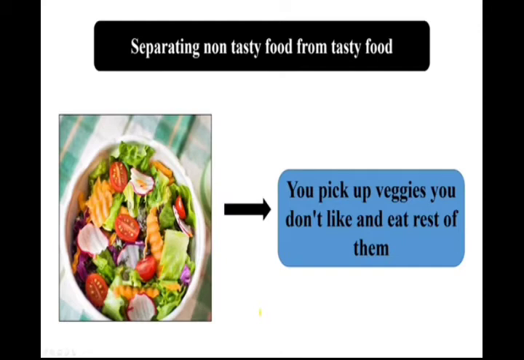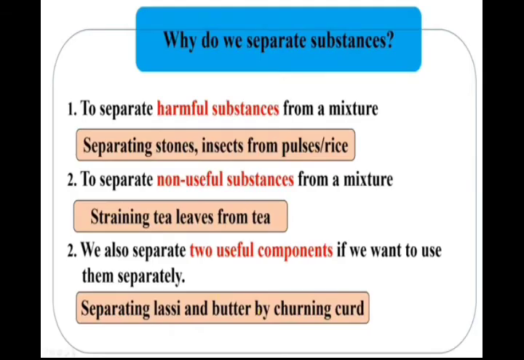Okay. My question: why are we separating? What is the importance? Why do we separate those substances? First, to remove harmful substances from a mixture, like stones, insects in pulses, rice, etc. And the second use, to separate non-useful substances from a mixture, like straining tea leaves from tea. You have seen the first example. We also separate two useful components if we want to use them separately, like butter, lassi, etc. That also you have seen in the previous case. From the curd, how do you separate lassi and makhan?